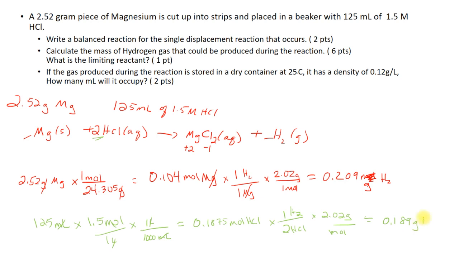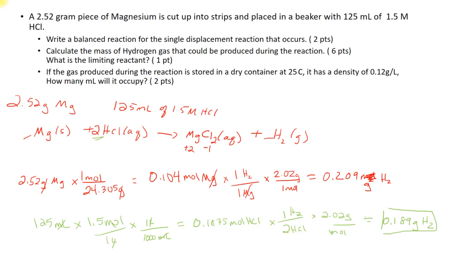0.189 grams of H2. Okay, so now the trick is only one of these two things can be true, and it's going to be the one that is lower. You can't make more than 0.189 grams because you don't have enough of the hydrogen to do it. So the right answer here is that there is 0.189 grams of hydrogen possible, and the limiting reactant was the HCl because that's what we ran out of.